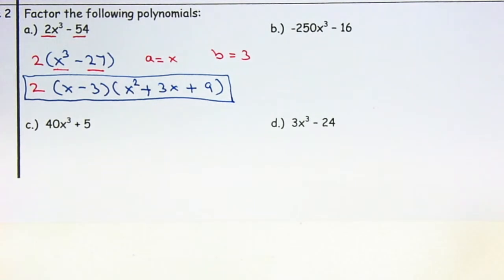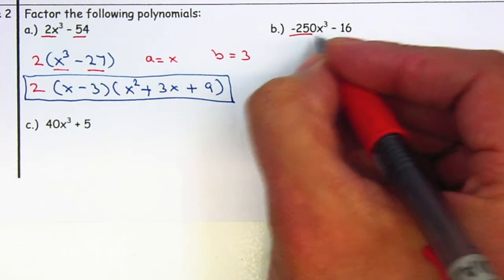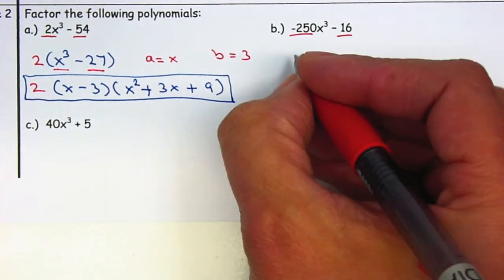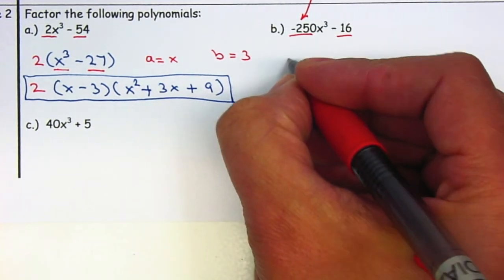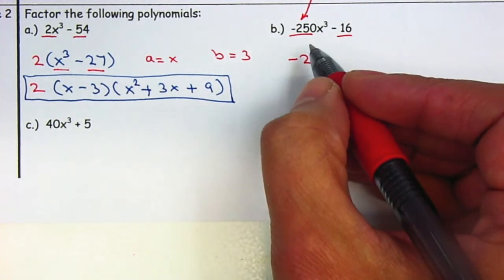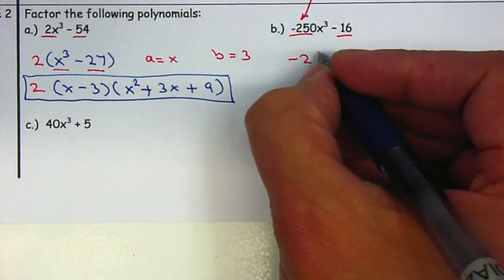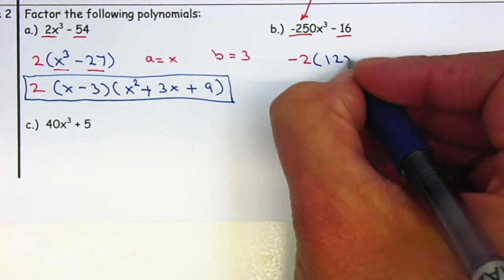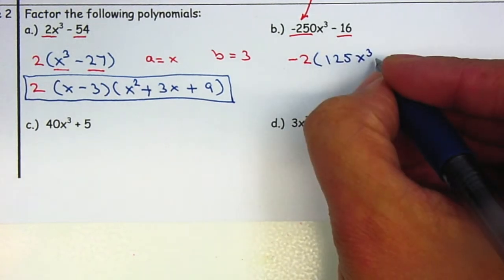Letter B. I want to find a number and take out the common factor. So what number divides negative 250 and 16? I notice that they both are even, so I'm going to take out a 2. Now, because the first term is a negative, you want to actually take out a negative 2. So negative 2 times what will give you negative 250x cubed? 125x cubed. Negative 2 times what is negative 16?